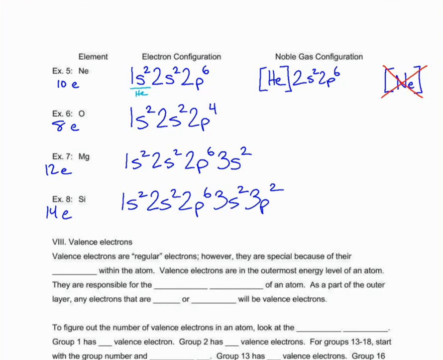So for oxygen, same idea. I'm going to find oxygen on the periodic table. I'm going to look up one period all the way to the right. Again, that is going to be helium. And so that just abbreviates the 1s2. We still need to see all of the electrons in the outer energy level, which is energy level 2. So 2s2, 2p4.